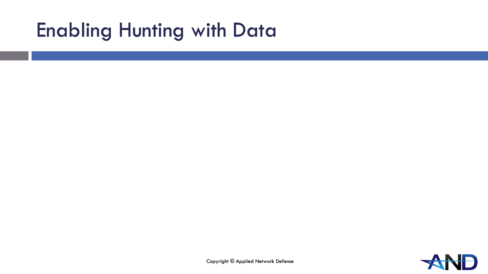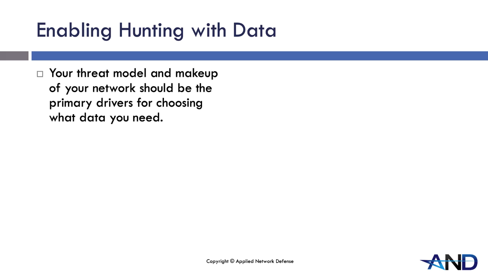So those are the things I'm looking for here, and that's what we're going to talk about, both in terms of data and tools, but we'll start with data. Now, picking the data you need is a pretty broad topic, and it really depends on your threat model and the makeup of your network that's going to drive what you need to some degree. Now, I say to some degree because there are some data sources that I think are mostly universal, and I'm going to talk about and describe some of those as well.